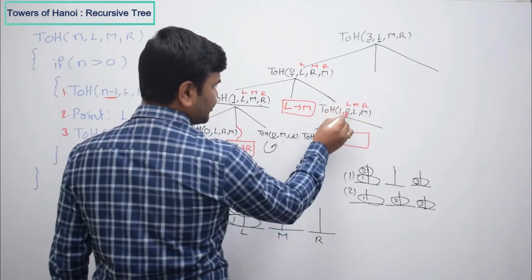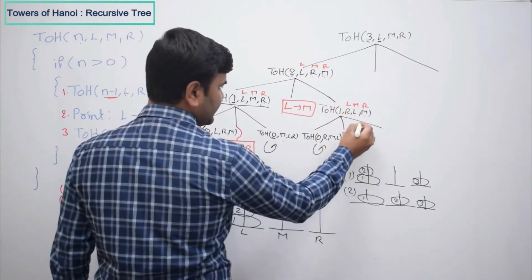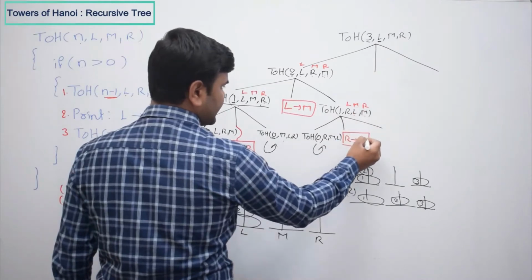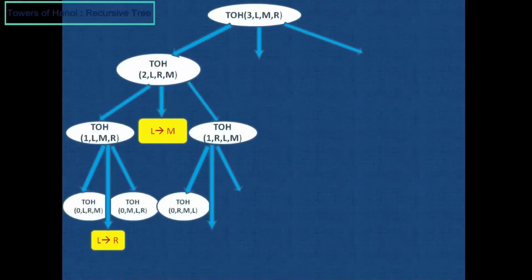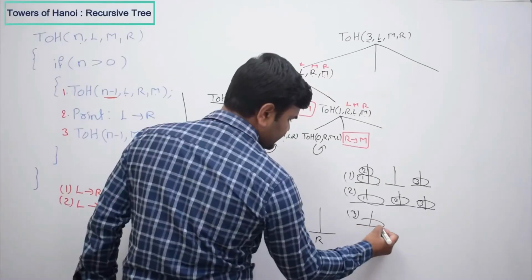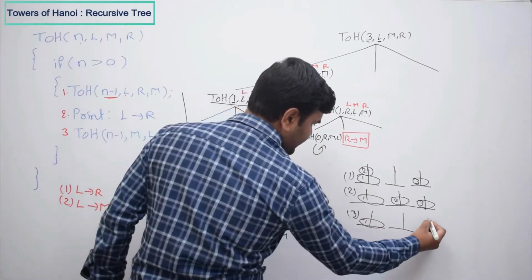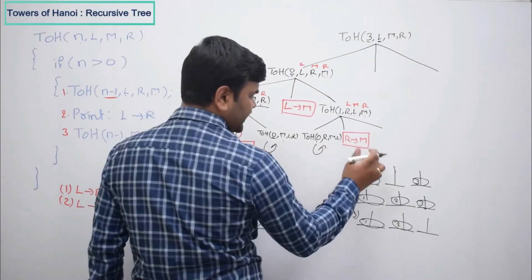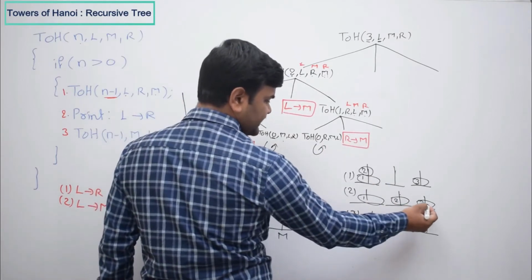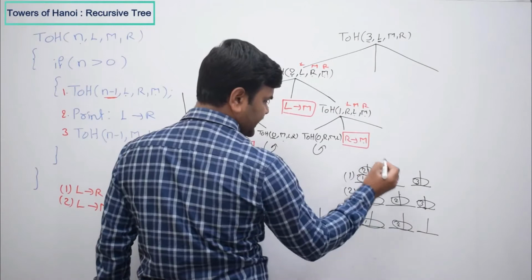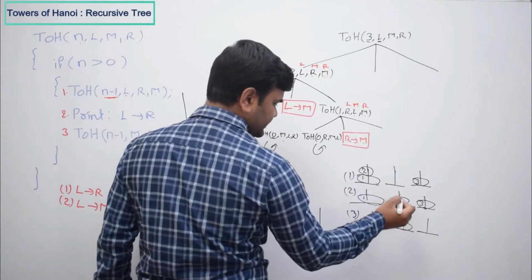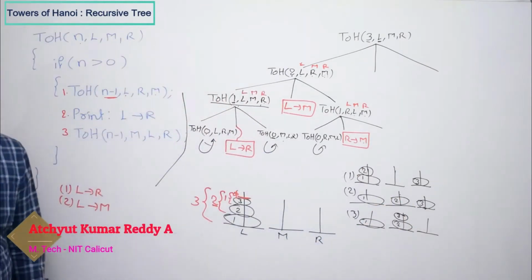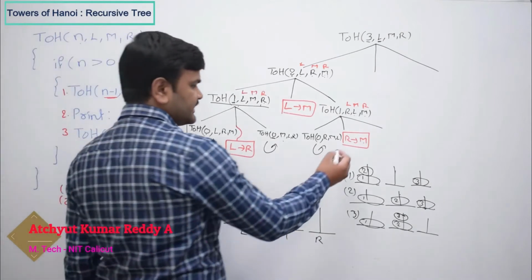In the L position, who is there? R. In the R position, who is there? M. So that is R to M, you have to make a movement. So this is the result. So 2 is here. Now 3, R to M. In the R disk, whoever is on the top, that we have to move to M. So that is 3. Now this is completed.